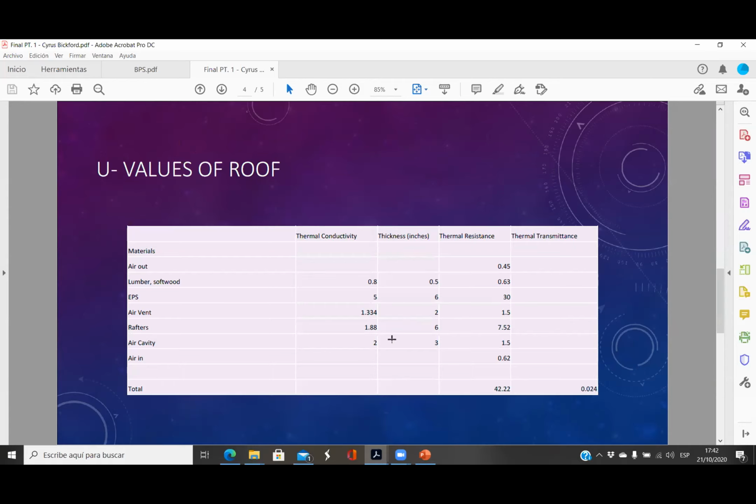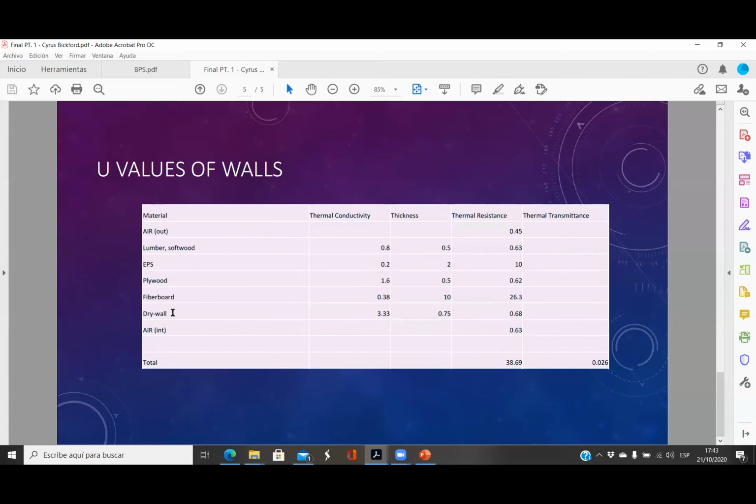U values of the roof, you have calculated something. Okay, for the roof, you have the rafters, but we need the section through the thermal insulation. So this is one of the tables, but we need another table for the roof, and then we need to calculate the U average. And for the walls, I think this is good for the before option.